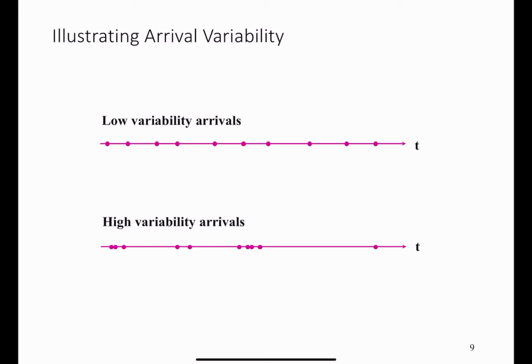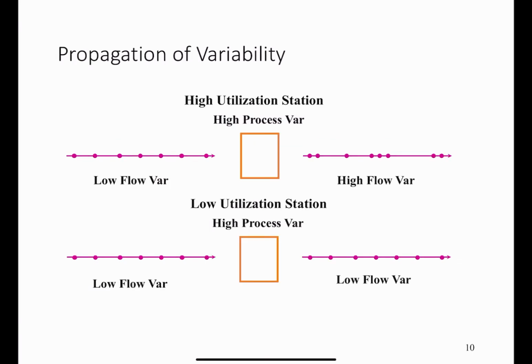But when you have a high variability arrival, it will look like the picture on the bottom. Sometimes you will get tons of arrivals, and sometimes you don't get anything. Then suddenly you will get tons of arrivals again. So when you have a pattern like this, it means that you have a high variability arrival.